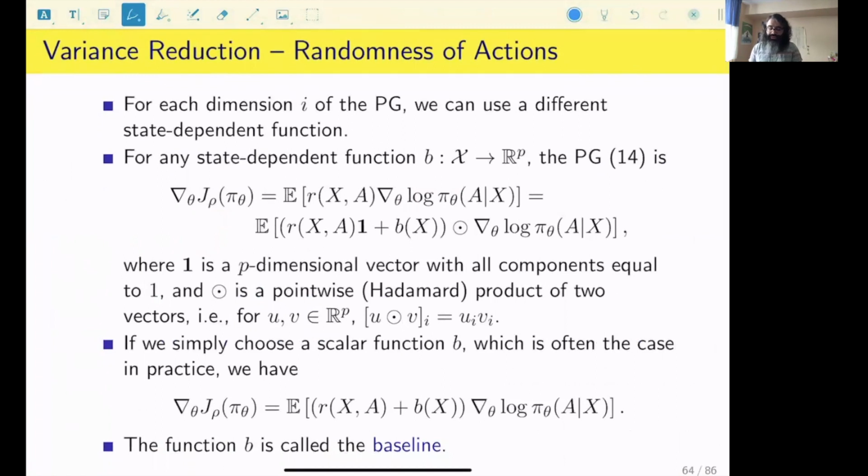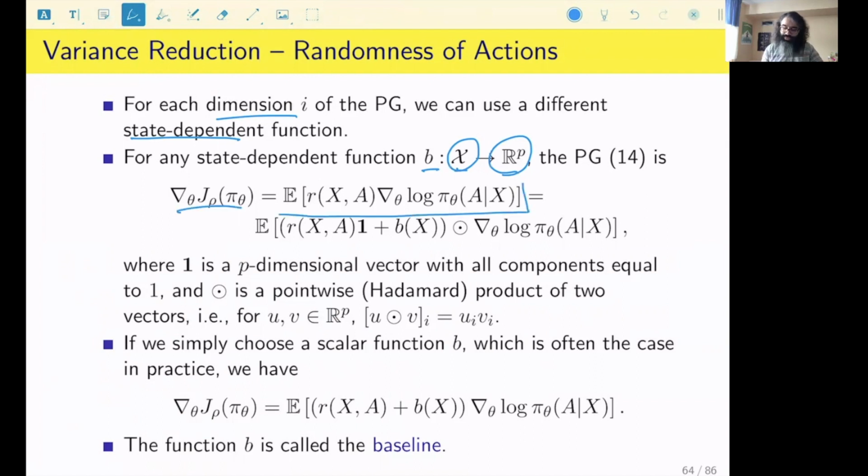And so this derivation was for a single dimension, with respect to the ith dimension of this policy gradient. I can choose different b's for each dimension. So for each dimension i, we can use a different state-dependent function. In general, we can have a function b, which takes domain state to the range of R^p. Then the policy gradient, which is this term, and we had it before, would stay the same if I add this b of x here.